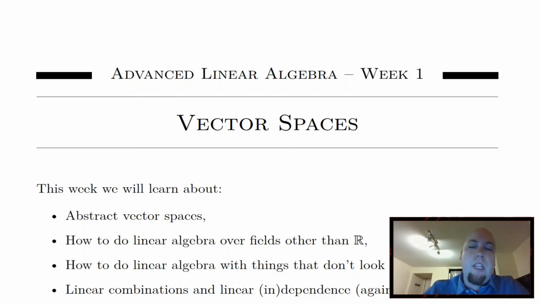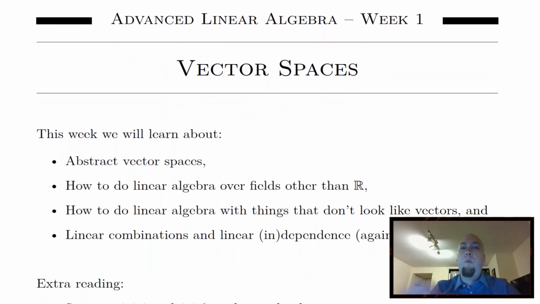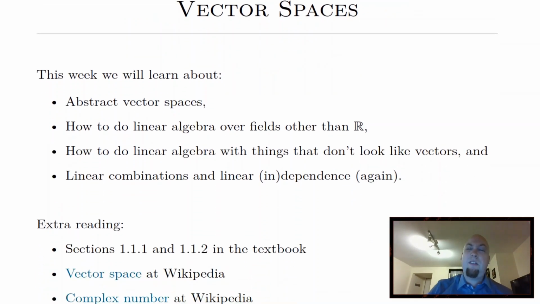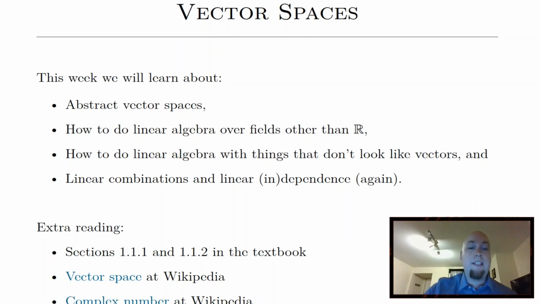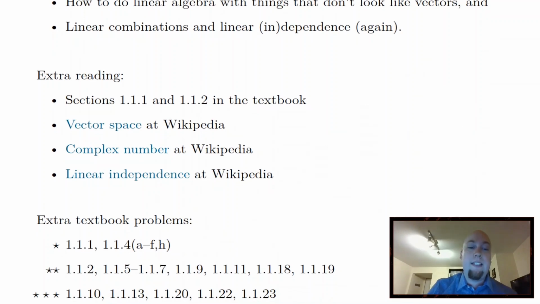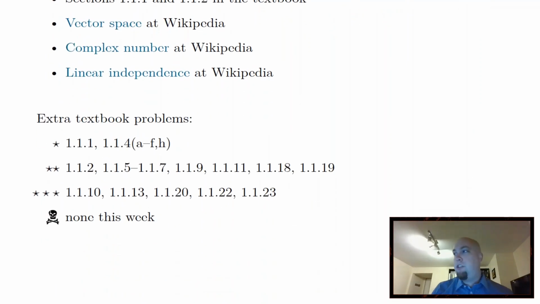Okay, so the way these course notes are going to work is every week will be approximately 3 or 4 lectures, and they all have the same structure. The first page of the course notes is always a title page where we talk about what we're going to be learning this week, where you can find some extra readings in the textbook, and what textbook problems you should be working through this week.